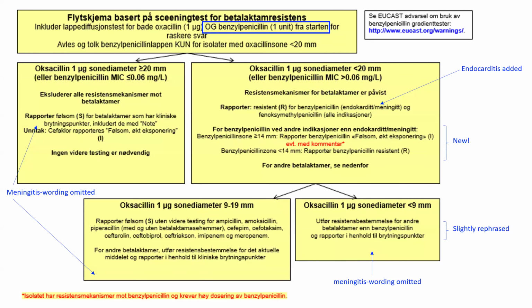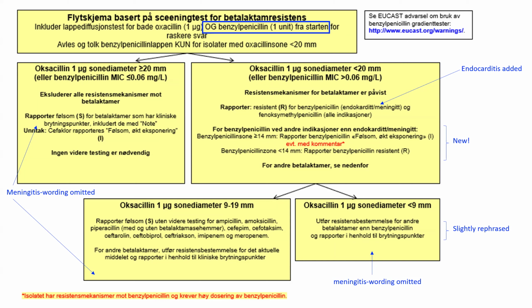And it looks very revised since everything is yellow, but I've tried to point out where the big changes are. So in the beginning, the top part, you add a benzylpenicillin 1 unit disc from the start, which is only read if the oxacillin zone is less than 20 millimeters. When it comes to the two boxes on the left, the only thing that's changed there is that we've taken out the meningitis wording because we don't need it anymore.